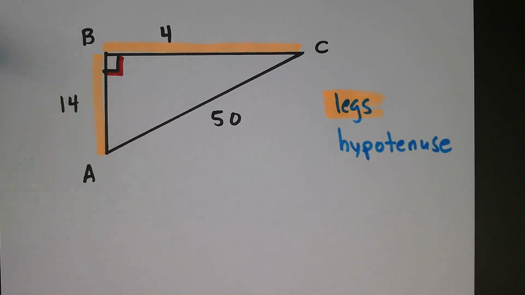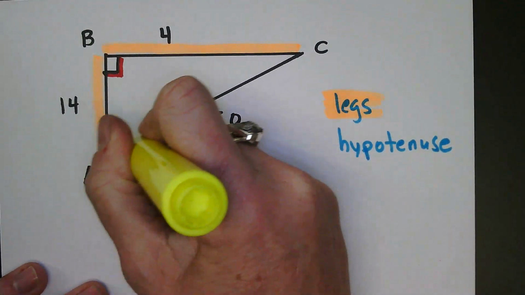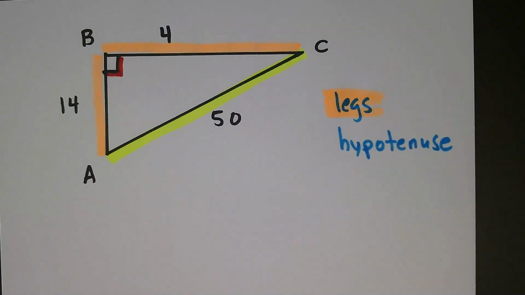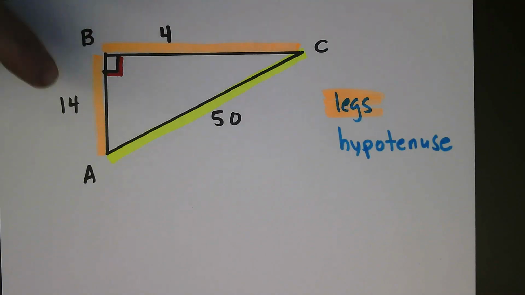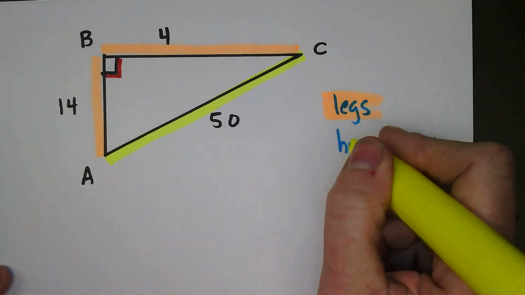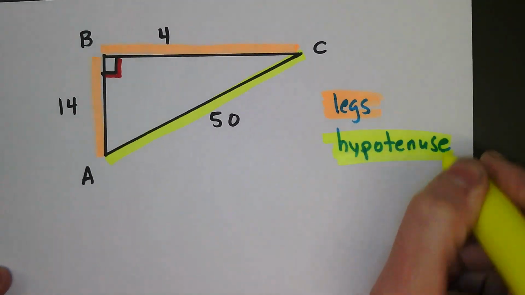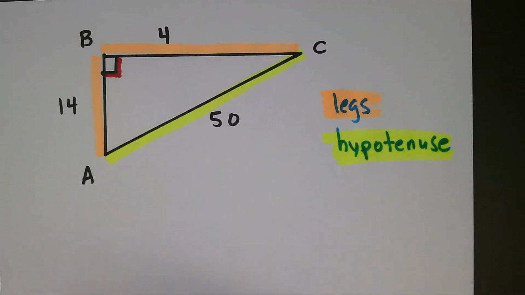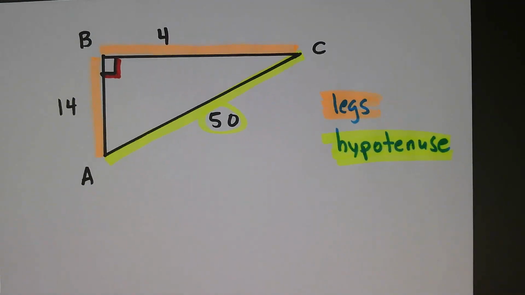Now, directly across from the right angle, as we go through the triangle, that's what's going to give us the hypotenuse. The hypotenuse is always the longest side of the triangle. And here with these values labeled 4, 14, and 50, we can see that that is clearly the case. Right? That is definitely the longest side. So this is our longest side. It's our hypotenuse. And it's typically even the letter C.